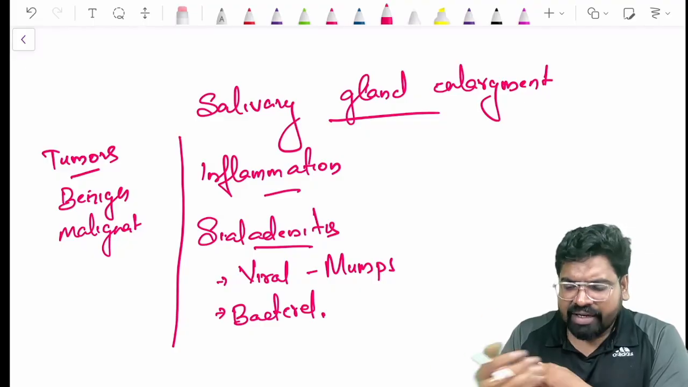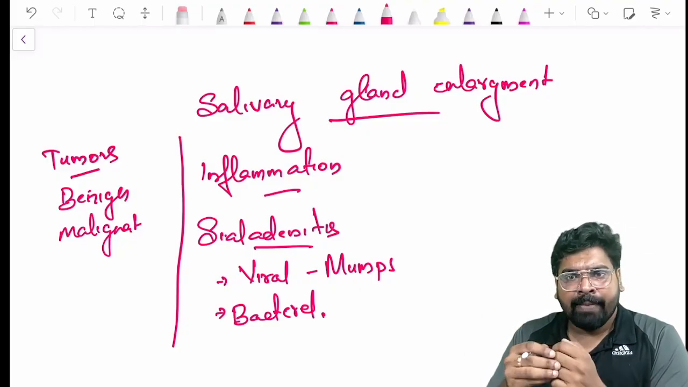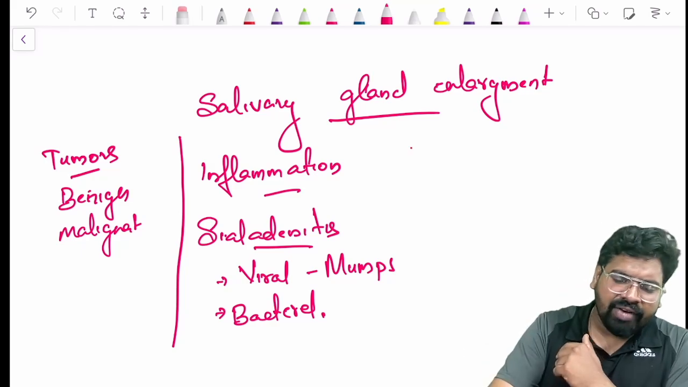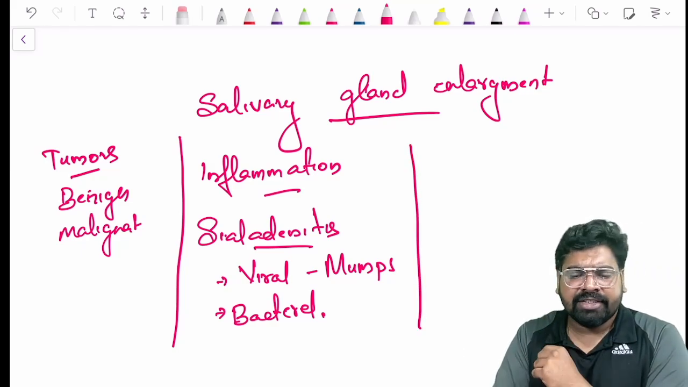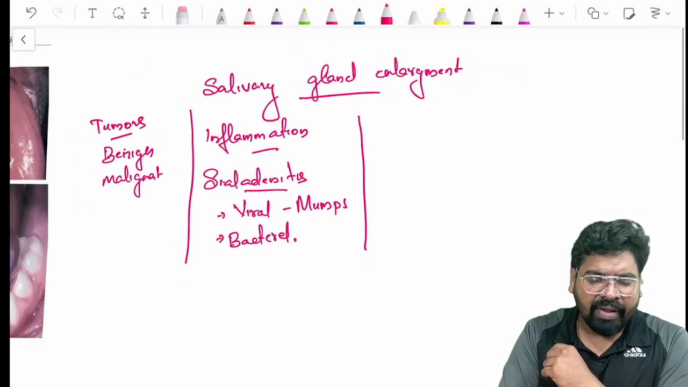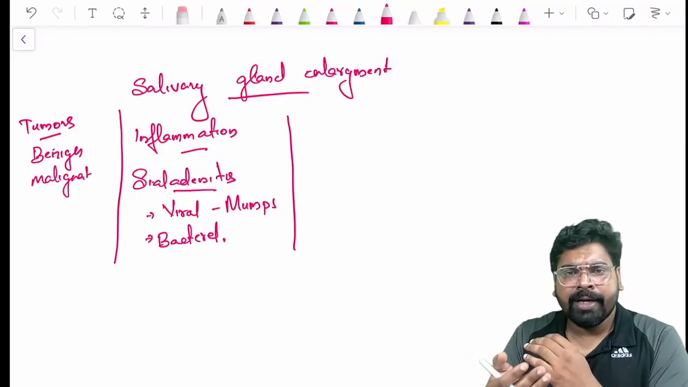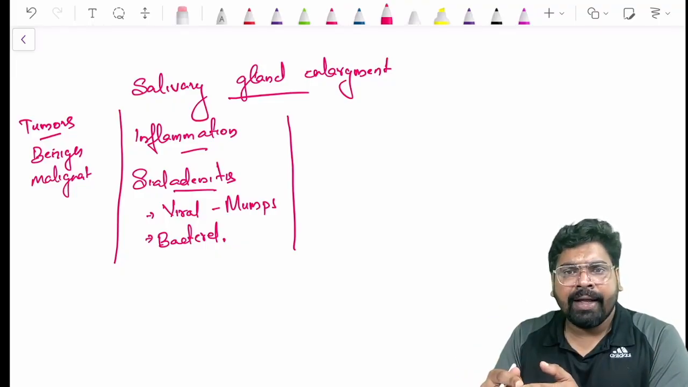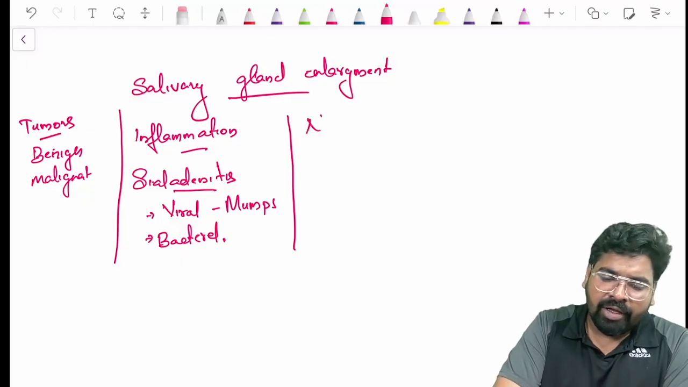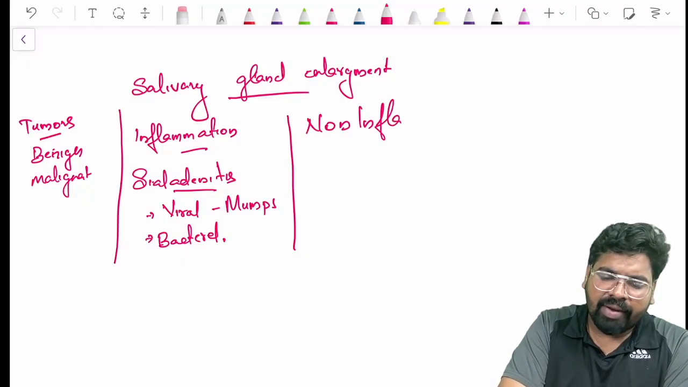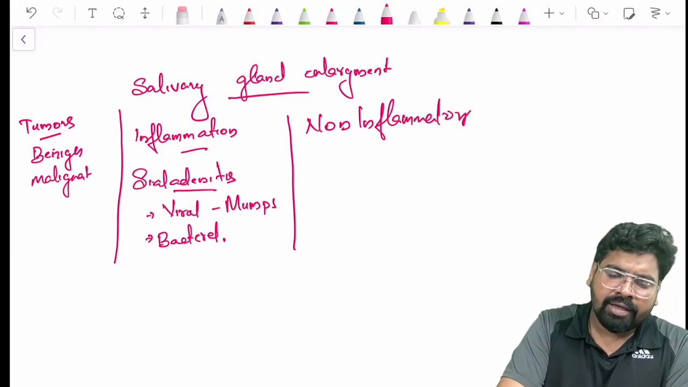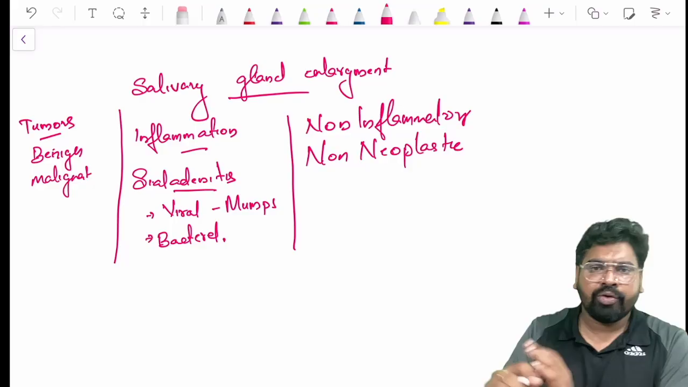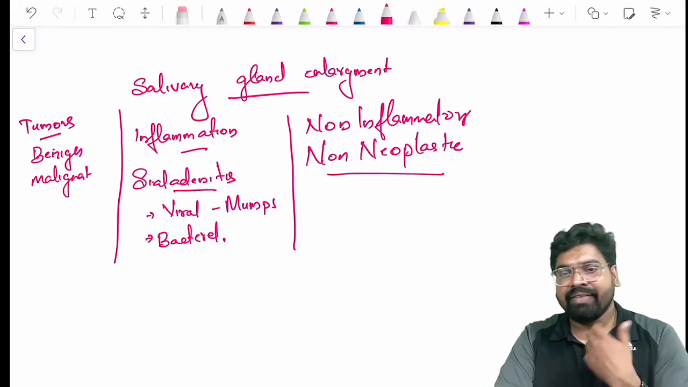The other one, bacterial infection, is mainly due to Staphylococcus aureus bacteria. It can cause sialadenitis. Other than inflammation, what are the other conditions where the salivary gland is enlarged, neither due to tumor nor due to inflammation? There are some conditions with non-inflammatory, non-neoplastic enlargement, meaning there is no neoplasm, no tumor, no inflammation, but still the salivary gland appears to be enlarged.